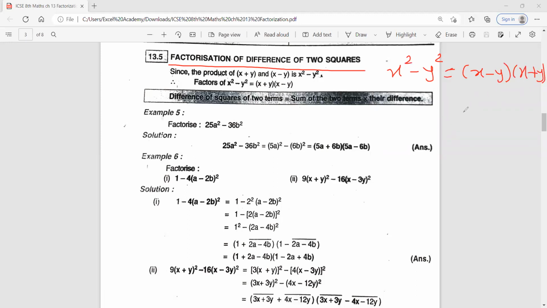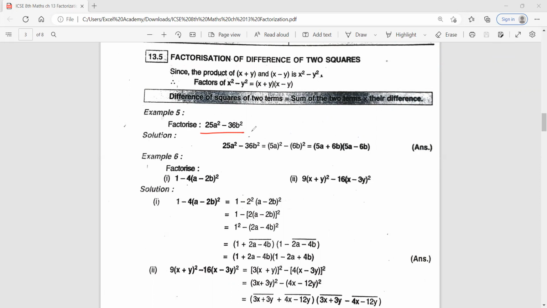आठवत आहे का तुम्हाला? Right, this is the identity. So the difference of squares of two terms, म्हणजे ही एक टर्म आहे, ही एक टर्म आहे, आणि त्याचा स्क्वेअर आहे, आणि हा डिफरन्स आहे. डिफरन्स म्हणजे काय? सबट्रॅक्शन. The difference of squares of two terms is equal to sum of the two terms multiplied by the difference of two terms. Sum of two terms म्हणजे x plus y, and difference of two terms म्हणजे x minus y. Basically, it is the identity which we learned in the last chapter. So there are very few polynomials which can be factorized using this.